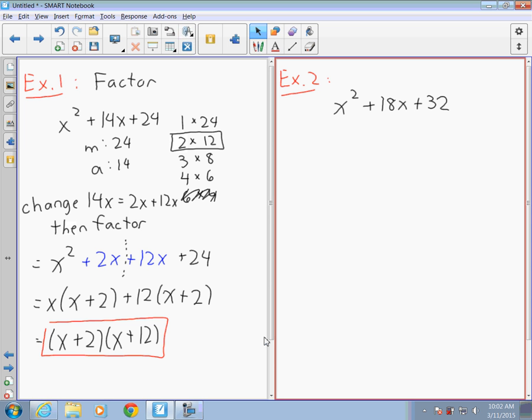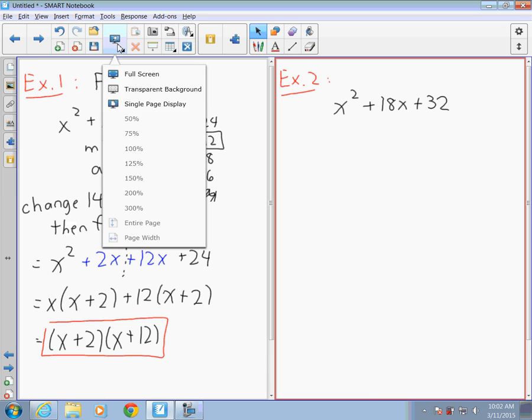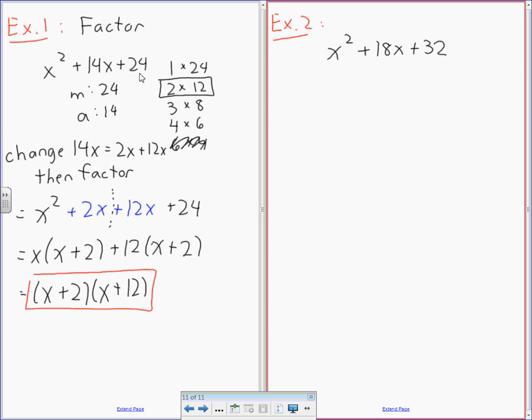Emily, I'm going to pick on you to begin with here, please. What is your M and what is your A, please? M is 32. And A is 18. Great. I'm going to write out all the factors. If you didn't need to do this, that's fine.